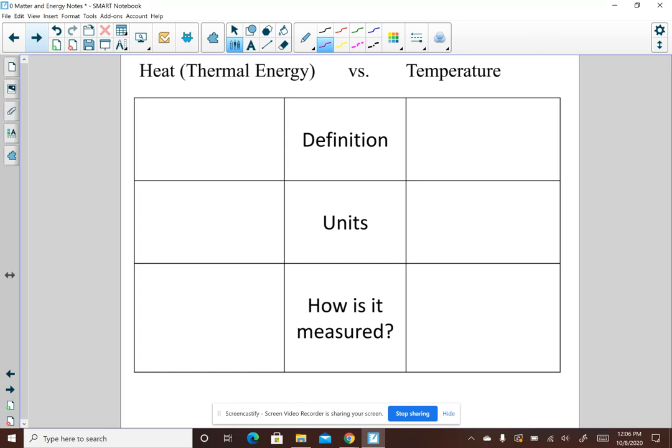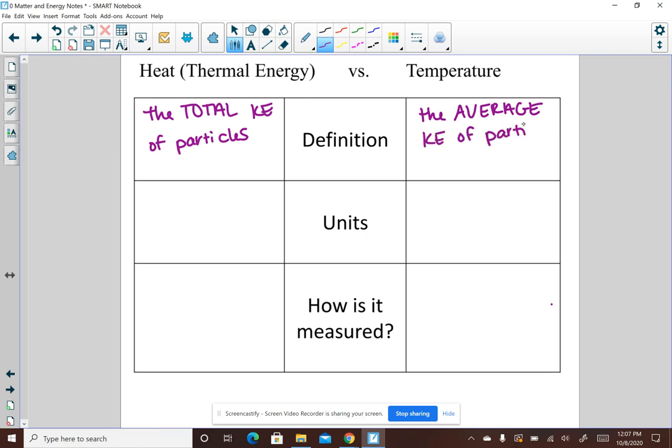Okay, so now we need to talk about heat, which is a type of energy, versus temperature, because one definitely affects the other. They have a relationship, but they're not the same thing, and sometimes they're used interchangeably when they shouldn't be. So as far as definition goes, heat is the total kinetic energy of particles in a sample of matter, where temperature is the average kinetic energy of particles in a sample of matter.